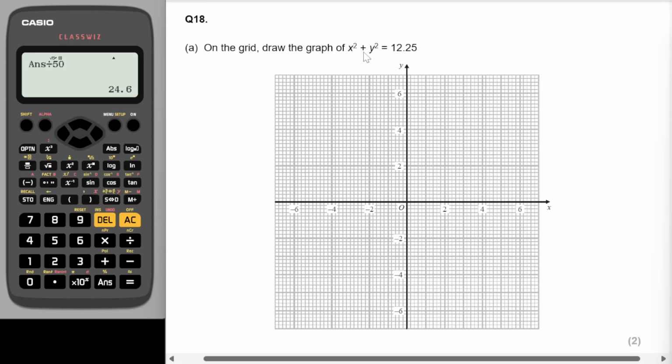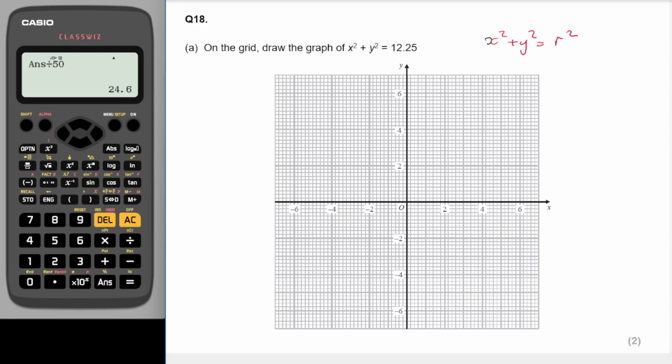On the grid, draw the graph of x squared plus y squared equals 12.25. So an equation of a circle around the origin would be x squared plus y squared equals r squared. So we want the square root of that, so we can plot our coordinates. So 12.25 square rooted is 3.5.